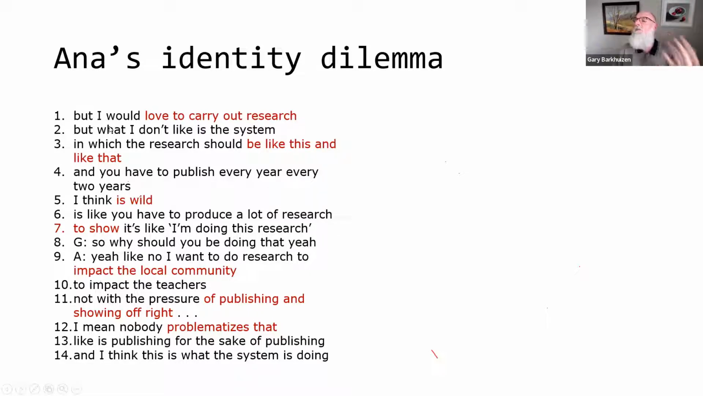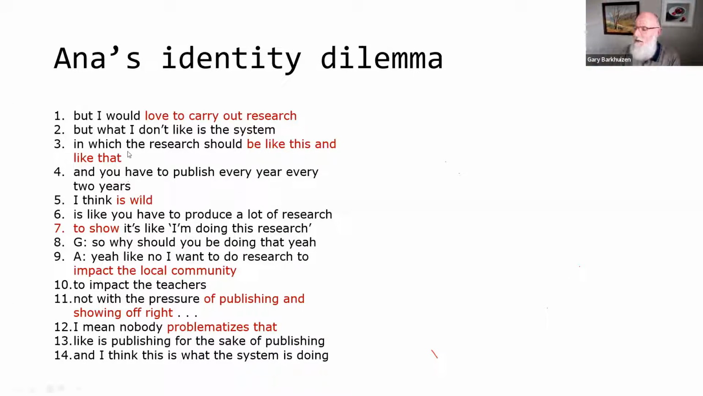She said, but I would love to carry out research. She really is committed to doing research. But what I don't like is the system in which the research should be like this and like that. And you have to publish every year, every 2 years. I think is wild. So you could see she's committed, enthusiastic about research, but she doesn't want to be involved in the system. She talks about the system, which later she says are these sort of neoliberal universities that evaluate and have standards and have requirements about how you do research, what research you do, and how much you should do.